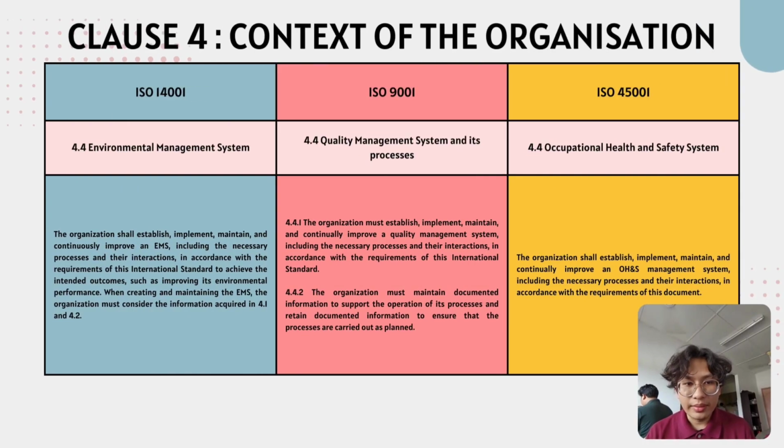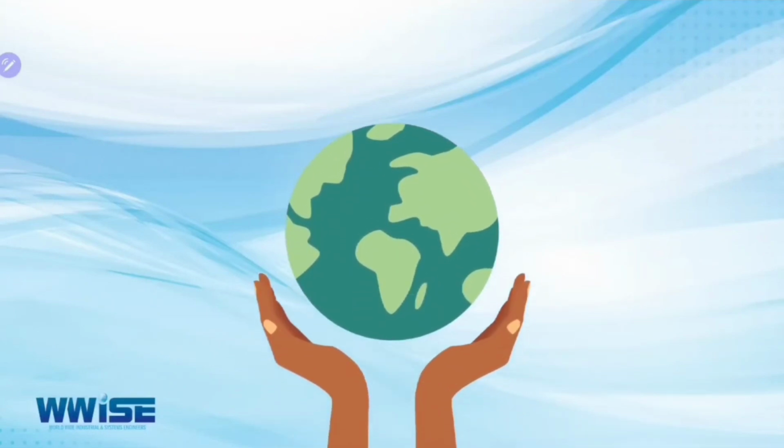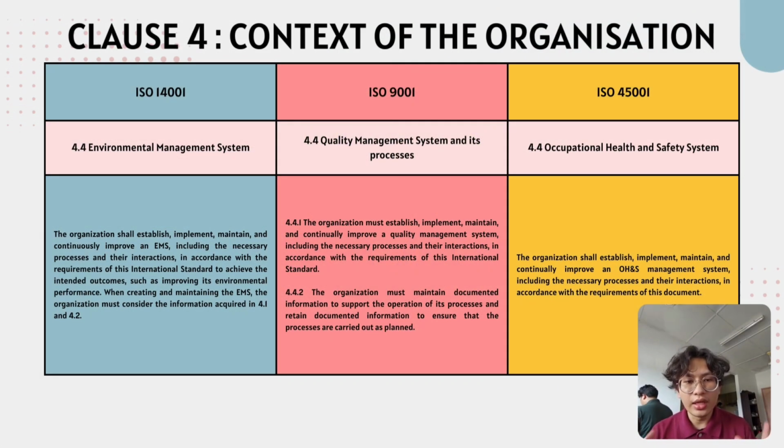ISO 14001, Environmental Management System. The organization shall establish, implement, maintain, and continually improve an EMS, including the necessary processes and their interactions, in accordance with the requirements of this international standard, to achieve the intended outcome, such as improving its environmental performance. When creating and maintaining the EMS, the organization must consider the information acquired in 4.1 and 4.2.